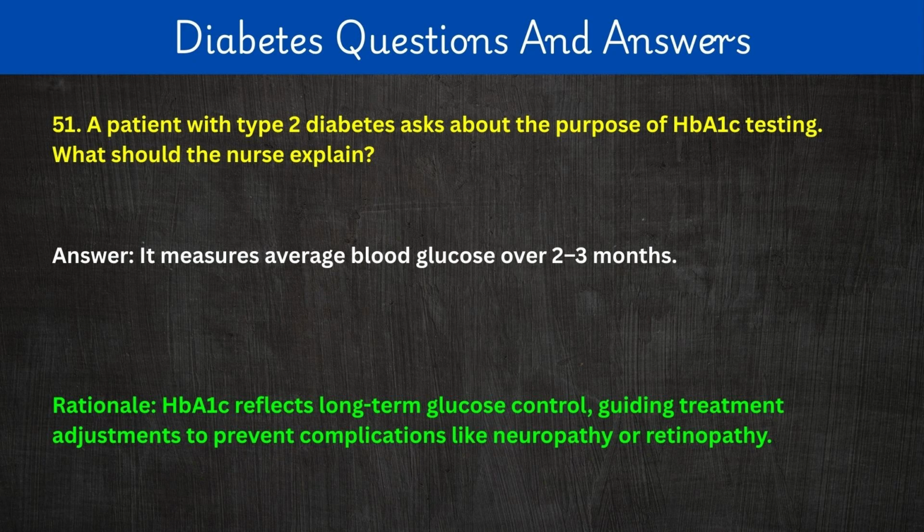51. A patient with type 2 diabetes asks about the purpose of HbA1c testing. What should the nurse explain? Answer: it measures average blood glucose over 2 to 3 months. Rationale: HbA1c reflects long-term glucose control, guiding treatment adjustments to prevent complications like neuropathy or retinopathy.